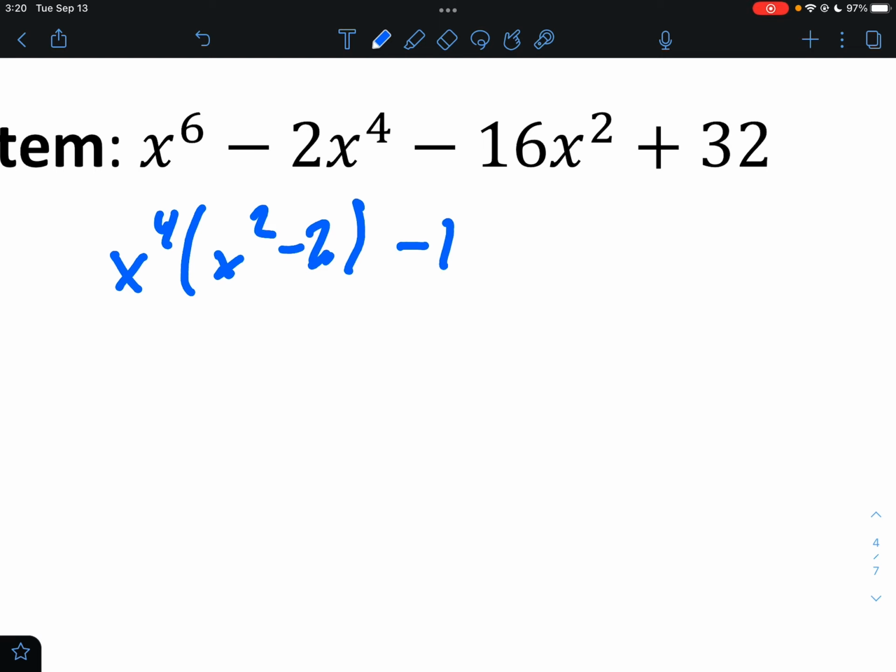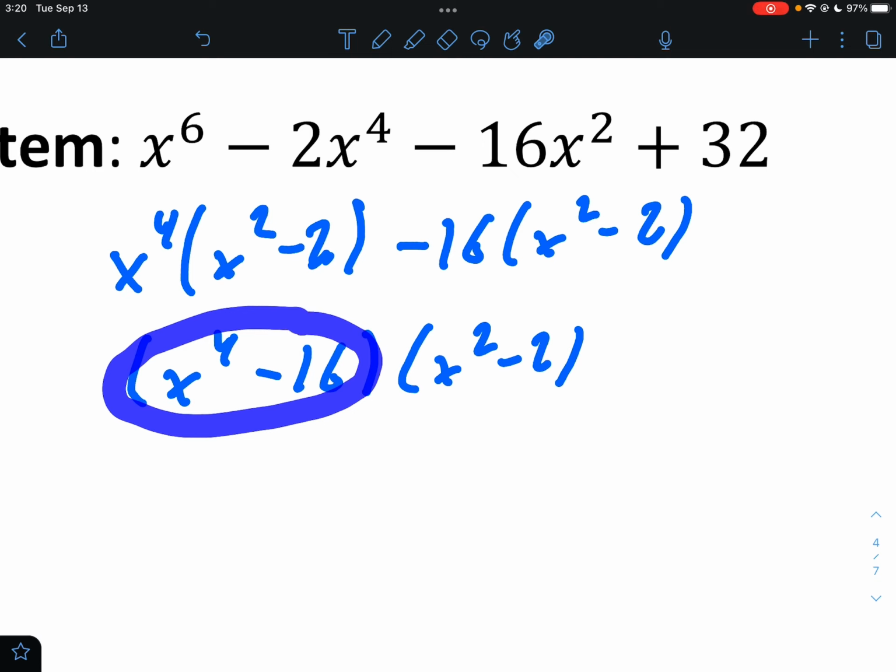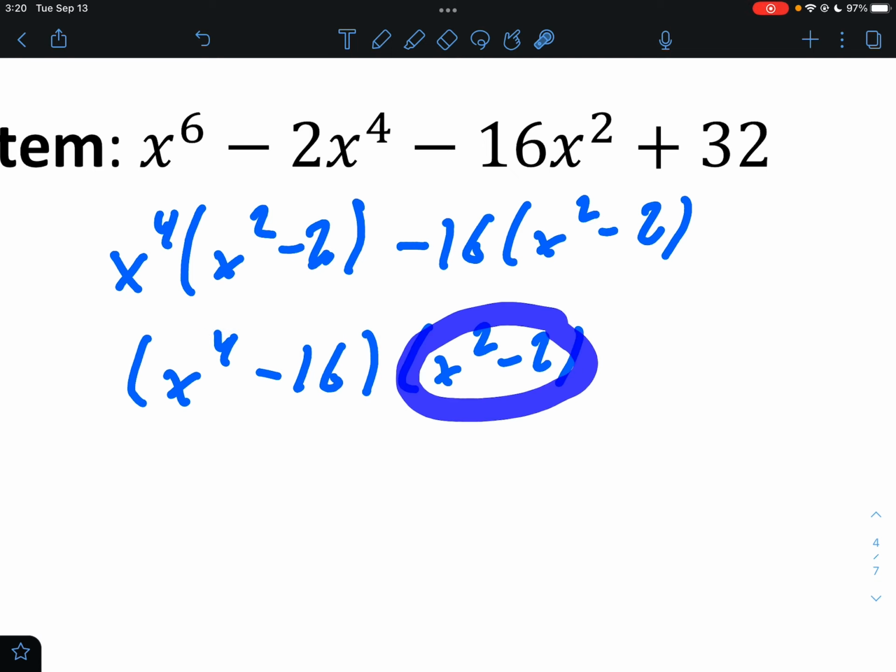Take out a negative 16. We're left with x squared minus 2. Perfect. That gives me x to the 4th minus 16, x squared minus 2. Can I factor this into rationals? Yes, I can. Can I factor this into rationals? No, I can't. So this part here is done.